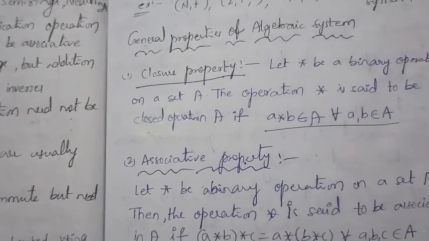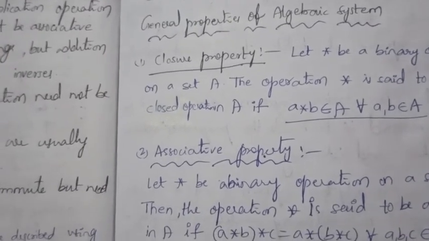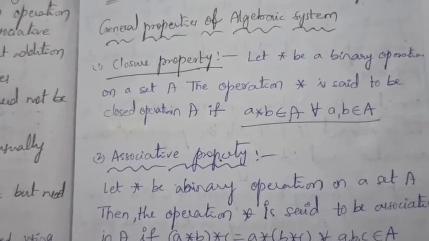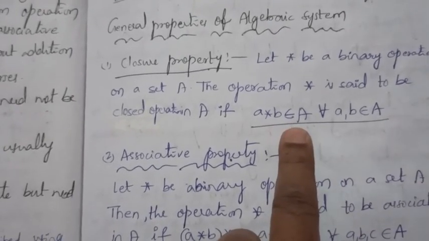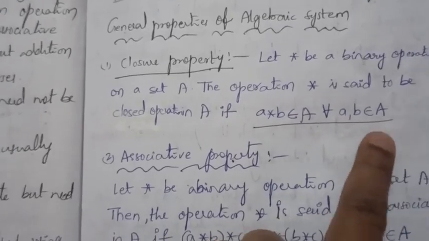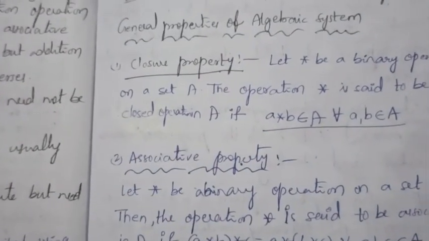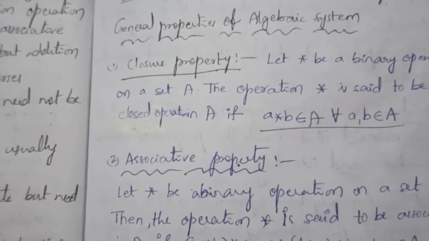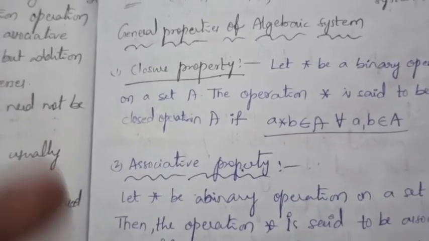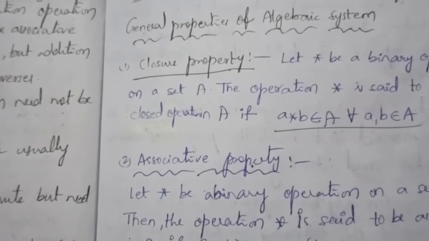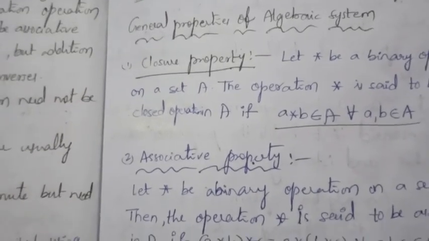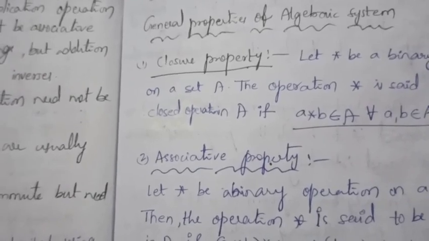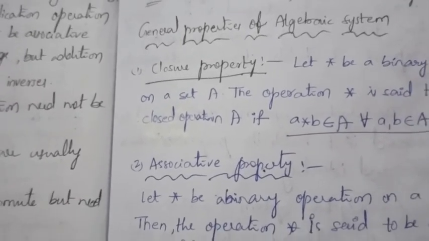While coming to the general properties of algebraic system, the first property is the closure property. Here we take star as any binary operation on a set A. The operation star is said to be a closed operation on A if A star B belongs to A for all A comma B belongs to A. The meaning of this is whenever A comma B are in that particular group and we perform the operation on them, the result will also be in that group. If A comma B are in that group, A star B must also be in that group. The result value must come under that particular group only. That is called the closure property.